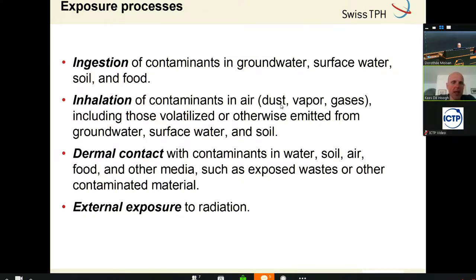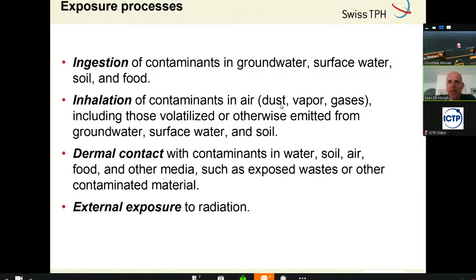And they can be ingestion, inhalation, dermal contact, and external exposure. The ingestion is taking it into your body by eating or drinking. So this is all about when groundwater is contaminated, surface water, your drinking water, but it also can have, if you have soil contaminants and the soil, it goes into the food and you eat it. So this is the ingestion process.